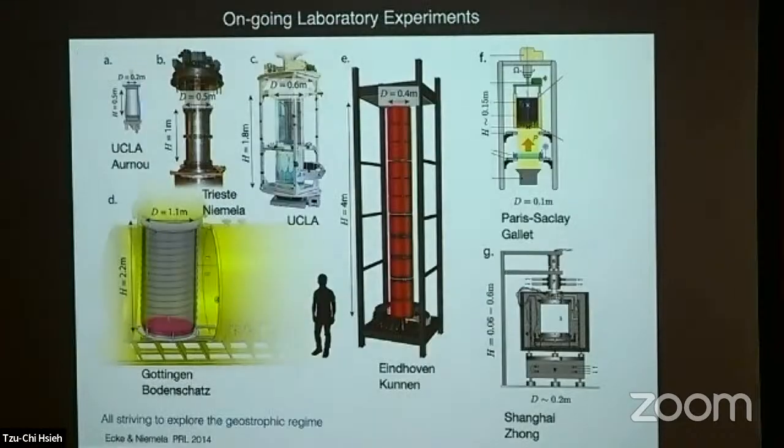In the lab, I should just point out, here are some of the laboratory experiments that are going on around the globe right now, including those of my collaborator at UCLA. There's this one here, the tall tank experiment by Rudie Kunnen's group. And really all of these, especially this big 4-meter tank, have been built to try to access the geostrophic turbulence regime, okay?